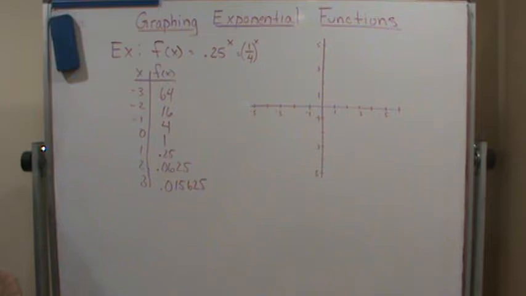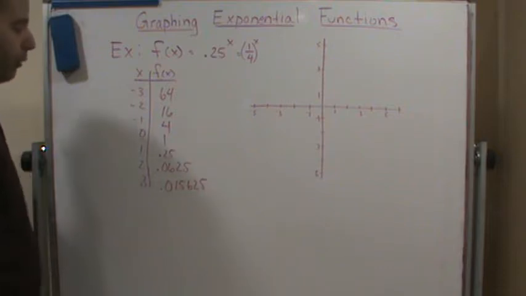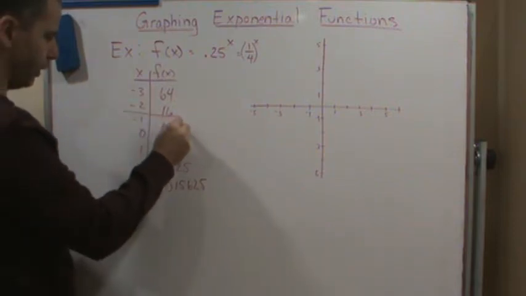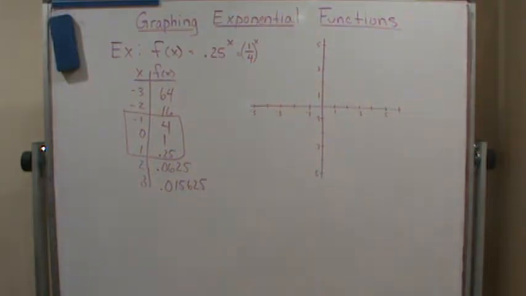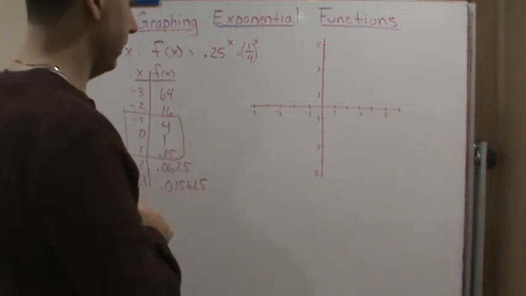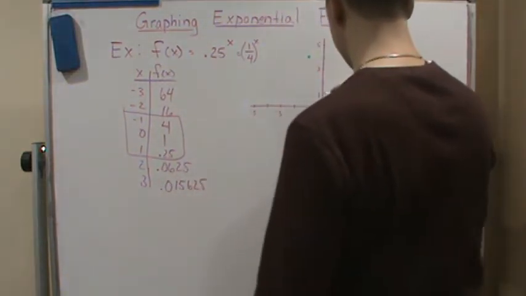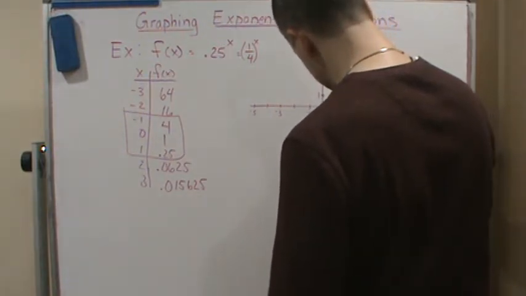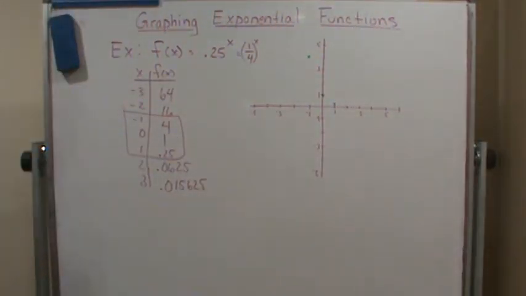Okay? So now that we have those numbers, we're going to plot 3 of them. Now, which 3 am I going to plot? Well, I'm going to plot the ones that I normally plot, which are those 3. So I'm going to plot -1, 4. So let's do that. Okay, so -1, 4 is about right here. And then 0, 1. And then 1, 1/4, which is going to be about right here.